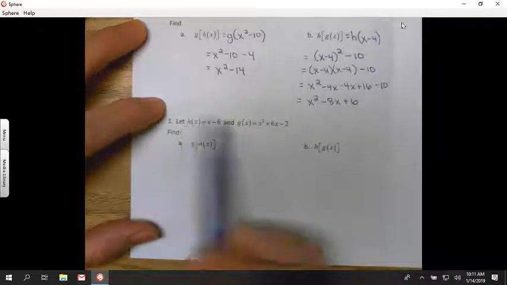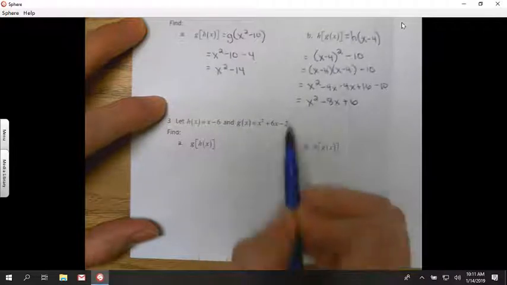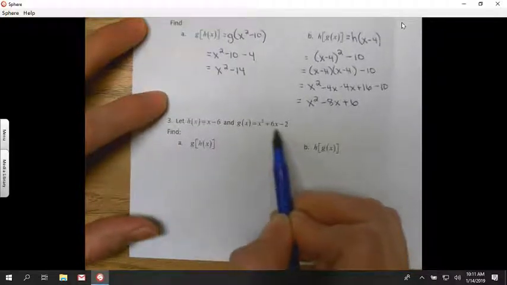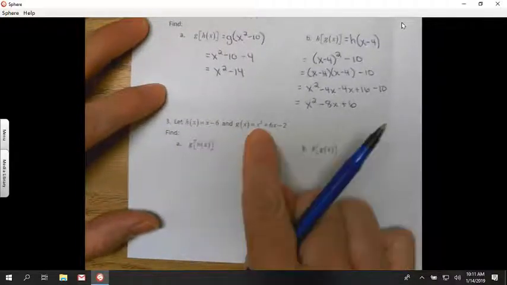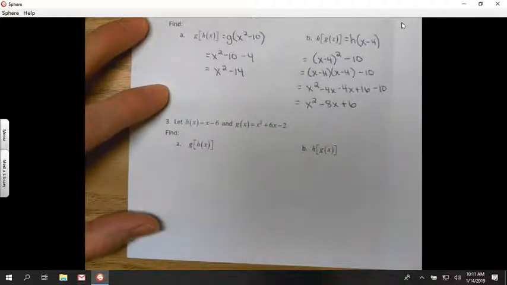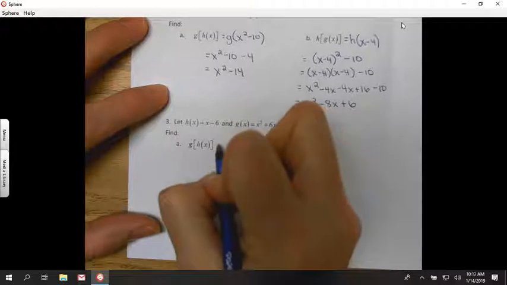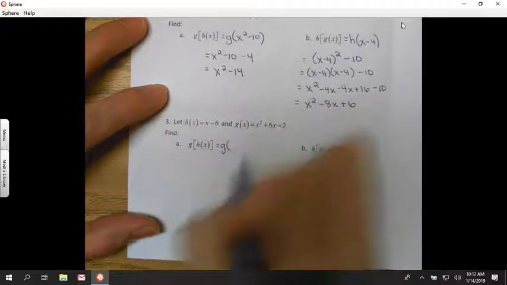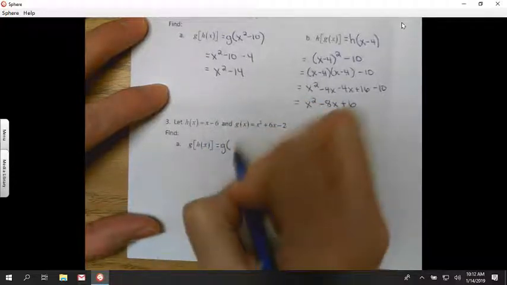Let's look at number 3. I have h of x equals x minus 6 and g of x equals x squared plus 6x minus 2. So again, I have a quadratic, which means I'm going to have to be careful when I plug that value in. So g of h of x is really saying g of h, and let's look up here, h is x minus 6.